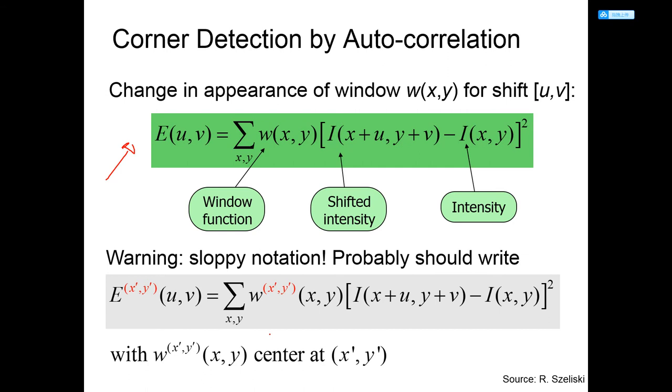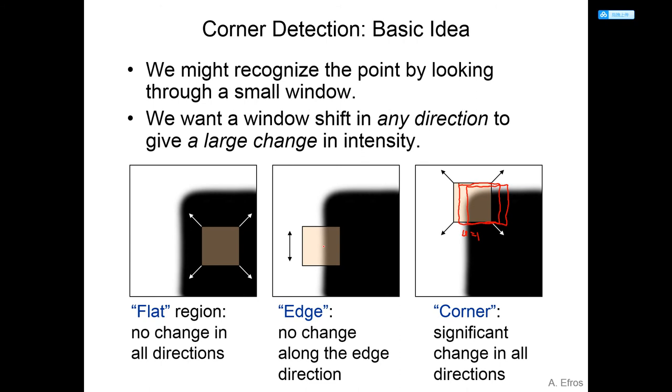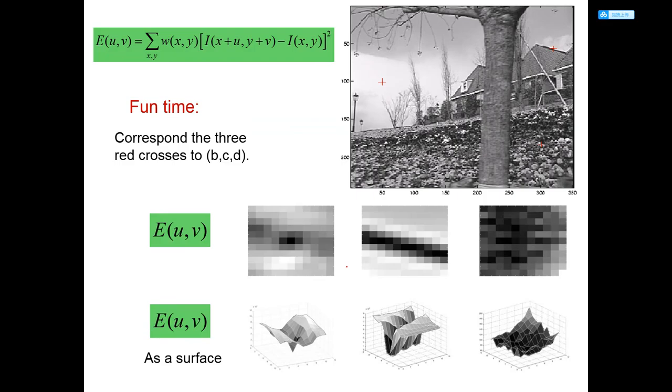For each pixel you're interested in, you're interested in a different patch region, so the window should be centered around that point. What I mean is we are writing the same W everywhere, but the W is centered around the point of interest that you're computing the characteristic for, whether it's an edge, a flat region, or a corner. But that's just a minor notation thing.